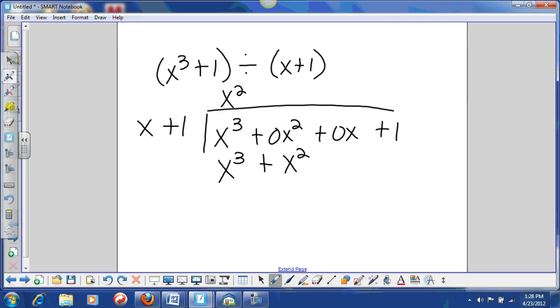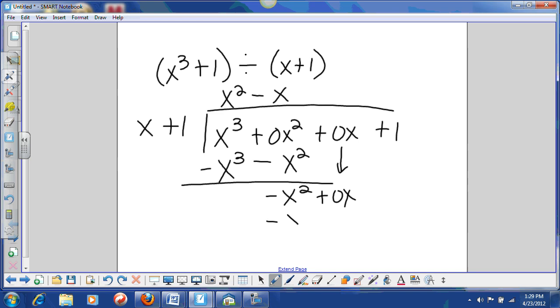Now that you've set it up, remember we're subtracting all of these. So we need to switch all of the signs, and this will give us x to the 3rd minus x to the 3rd is nothing, and x squared minus negative x squared, that's a negative x squared. So what do I have to multiply x by to get negative x squared? Well, that would be negative x, wouldn't it? Let's bring down our plus 0x.